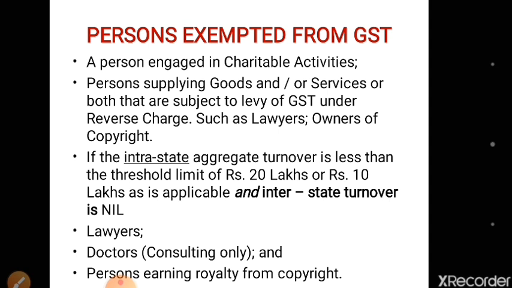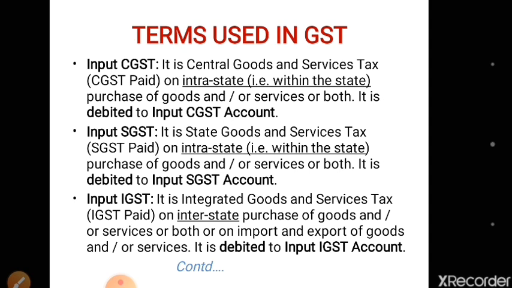Persons exempted from GST: a person engaged in charitable activities, a person supplying goods or services, or both, that are subject to levy of GST under reverse charge, such as lawyers, owners of copyright. They are exempted from GST if the aggregate turnover is less than the threshold limit of 20 lakhs. It means if your annual turnover is less than 20 lakhs, and in hilly region less than 10 lakh, then GST is not levied. The lawyers, doctors, persons earning royalty from copyright are all exempted from GST.